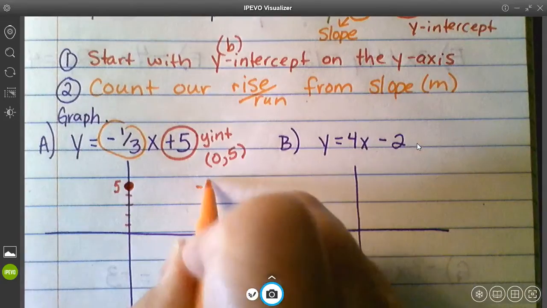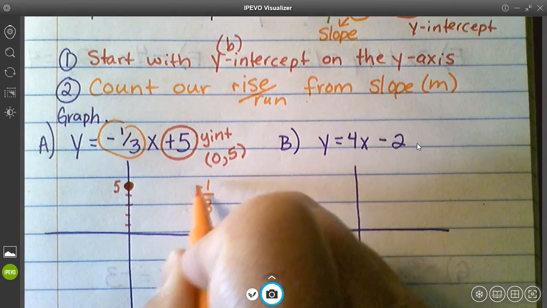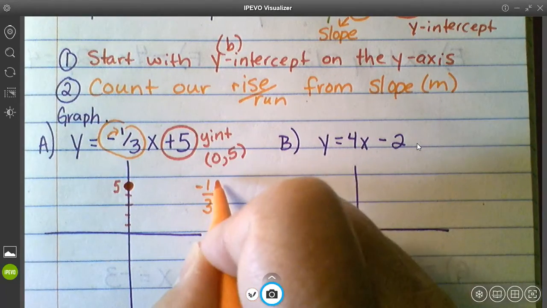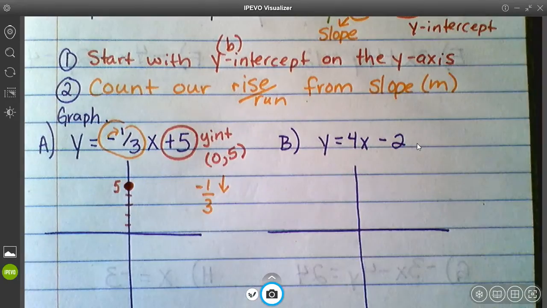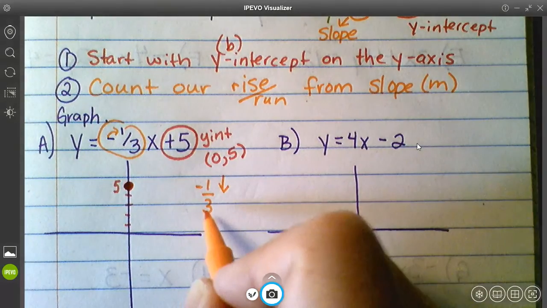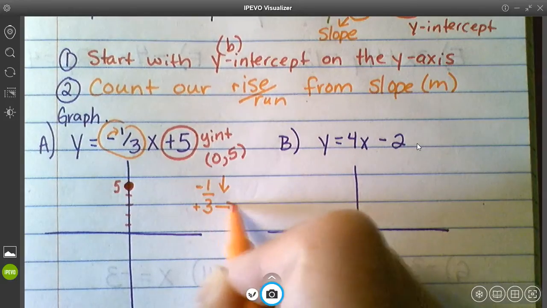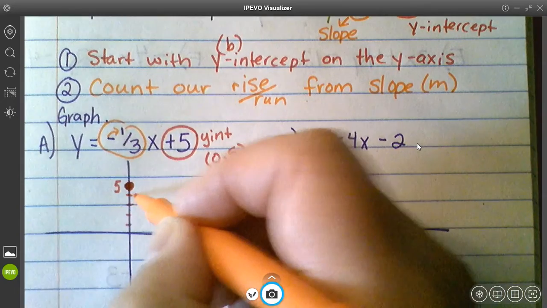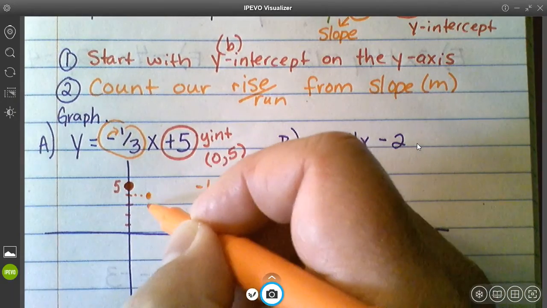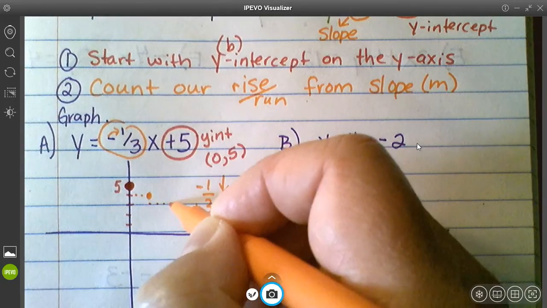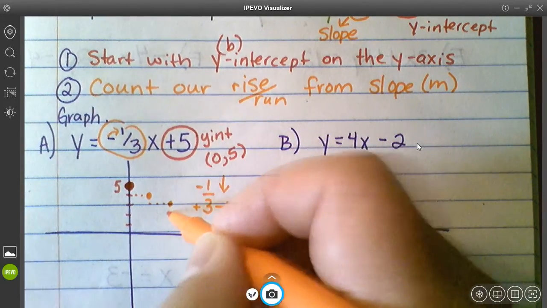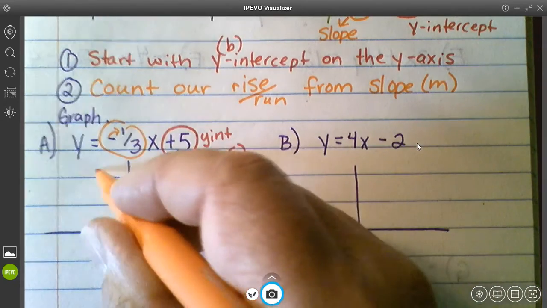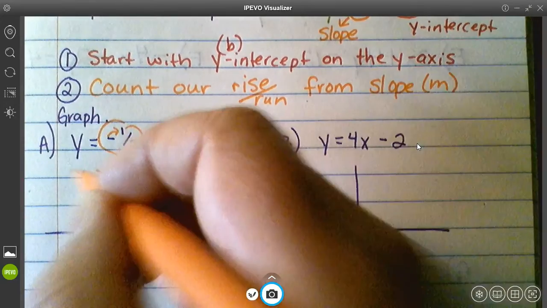This tells me, and I just take that negative and I usually put it in the numerator, it doesn't matter. But this -1 tells me the direction is down, not up. And this +3 tells me the direction is right. So I go down 1, right 3. So down 1, right 1, 2, 3, and put a point. Down 1, right 1, 2, 3, and put a point. I can put as many as I want. And there's my line.